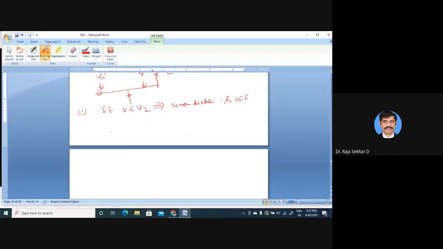So when it is off, what is the circuit status? It is open circuit. So when it is open circuit, what is the current through the diode? Iz is equal to 0.